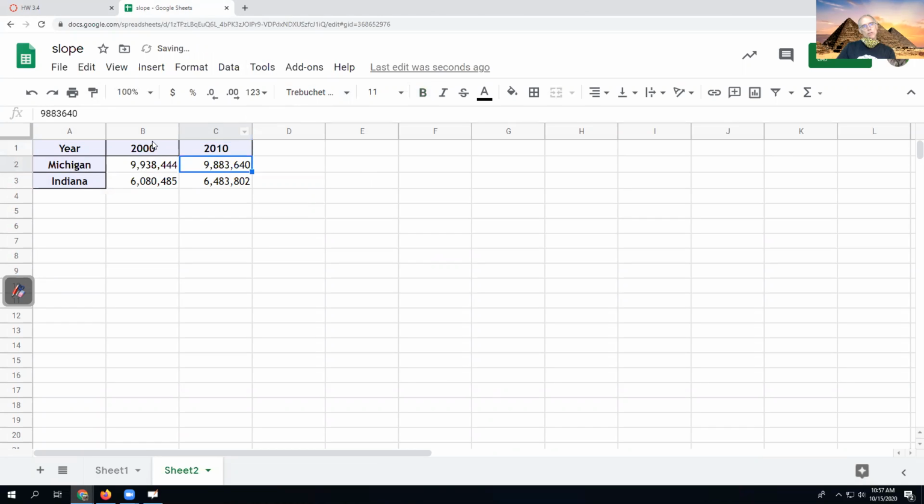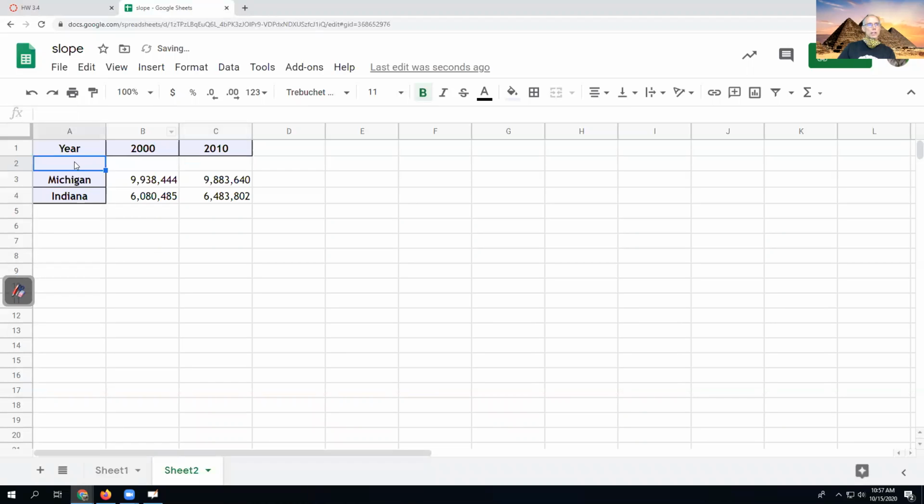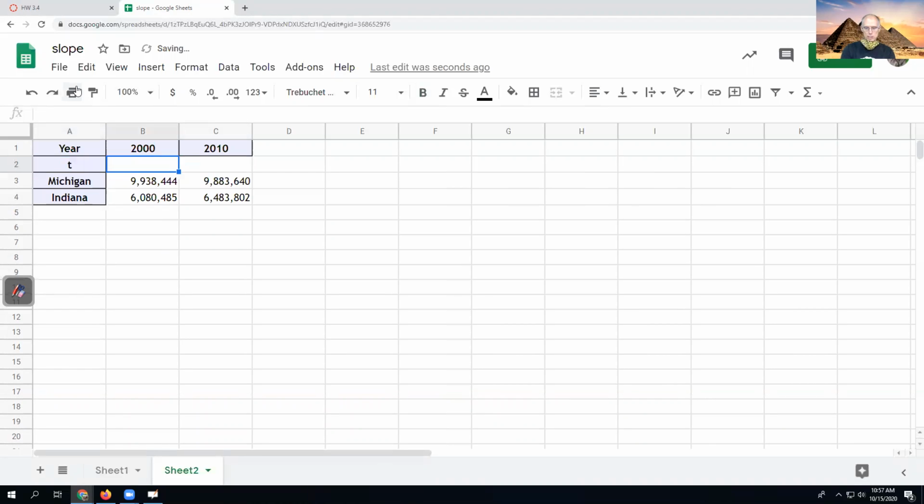Often when we're playing with time, we pick time to start after a certain year. So maybe here we'll put a time t, which is years after 2000. So I'm going to insert another row right there, and we're going to introduce a variable t, which is going to be years after 2000. So in 2000, the year is 0, 2010, the year is 10. And so I want to find a line for Michigan based on the variable t for time, which is years after 2000, and then the Michigan population.